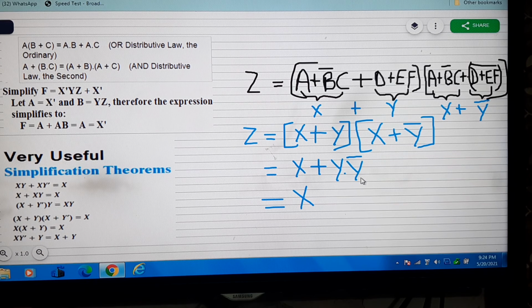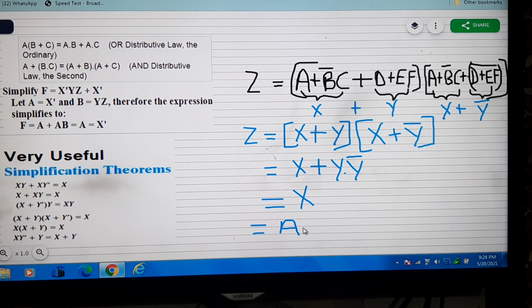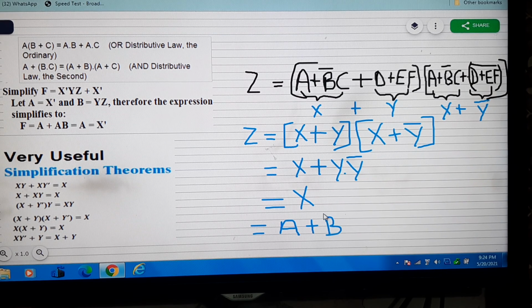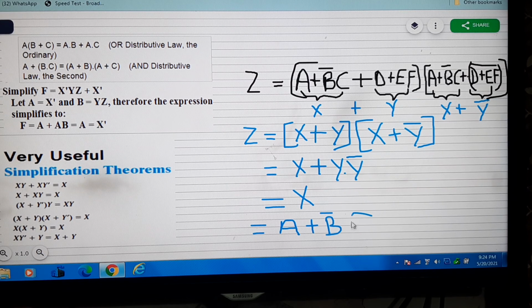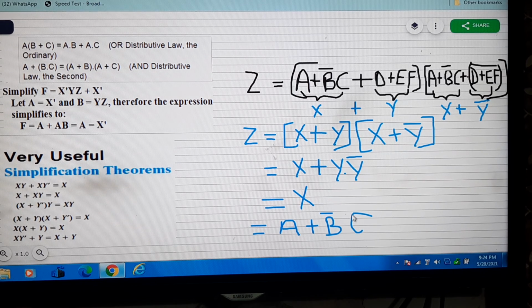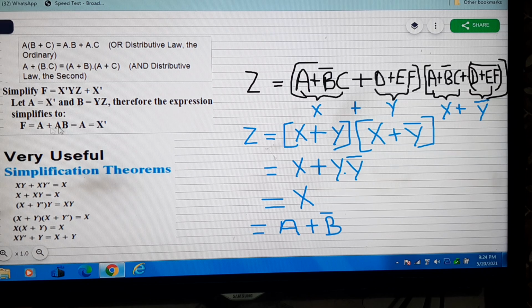So z will be equal to x, and as we have previously assumed that x is equal to a plus b bar c, this expression is reduced to z is equal to a plus b bar c. Let me write c clearly. This equation reduces to a plus b bar c.